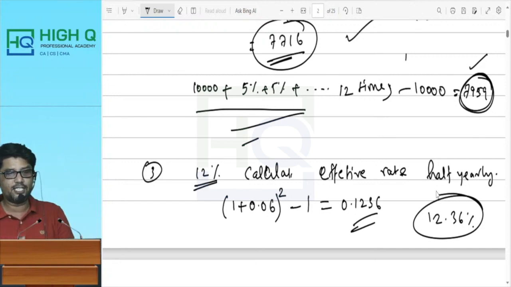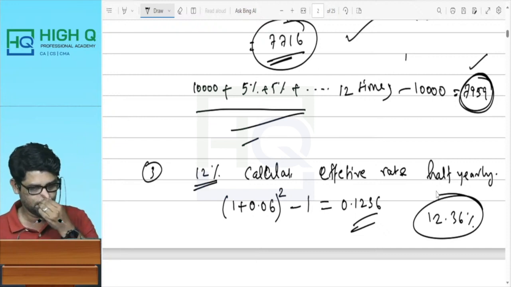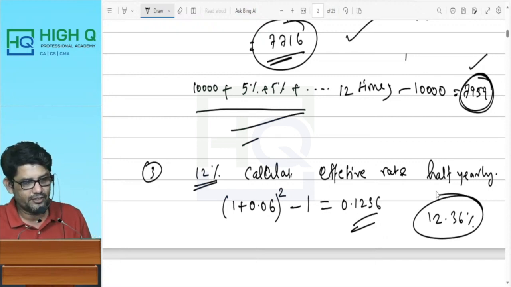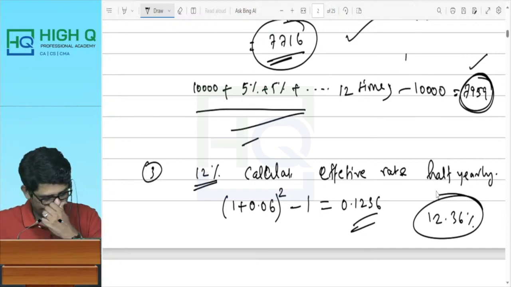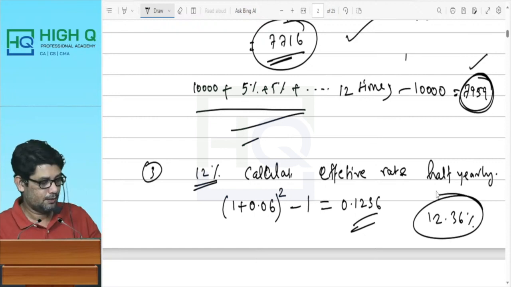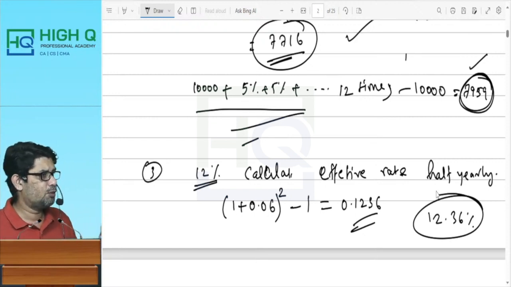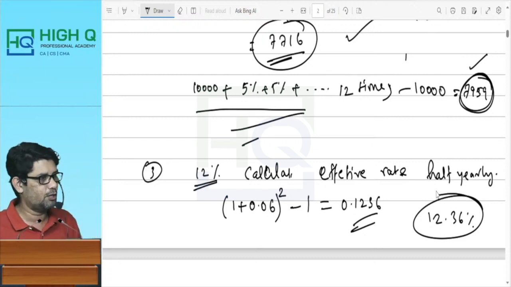Is 12.36 your final answer? Say yes or no. Yeah, 12.36. This is our effective rate of interest. Very good. Now, sir, in the beginning you said you can calculate without using the formula also. Of course, you can calculate effective rate of interest without using the formula also.